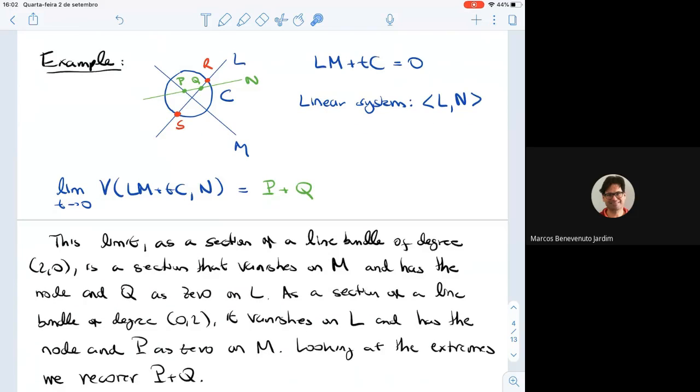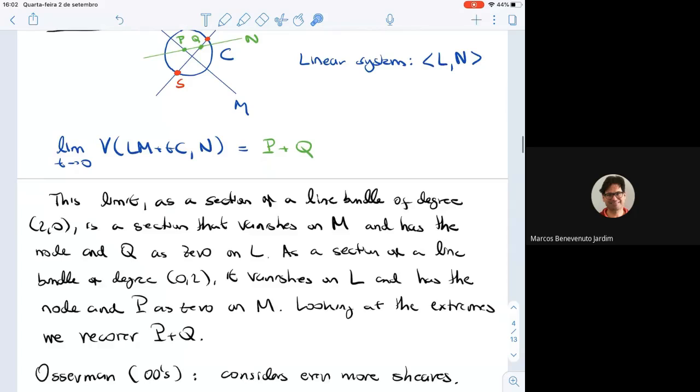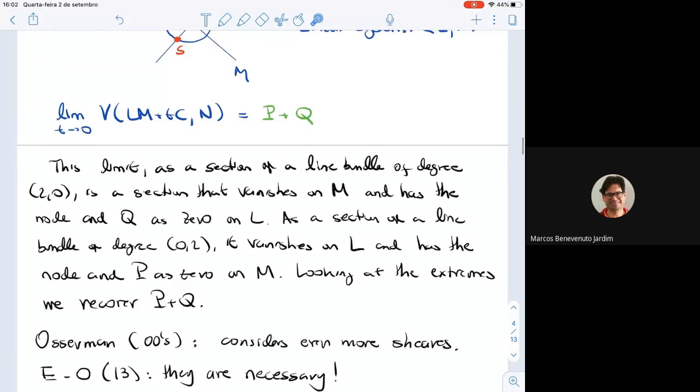So that's one way of seeing things, to look at the sheaves in degree 2, 0 and in degree 0, 2. But it's impossible that both of these sheaves are semi-stable. So that construction, maybe it's not a good construction for this kind of problem. In fact, Osserman, in the beginning of the millennium, maybe, considers even more sheaves. Instead of considering just extreme multi-degrees, he considers all multi-degrees. And I did some work with him, and we observed that they're actually necessary. If you just look at the extremes, you don't explain all the limits of divisors.